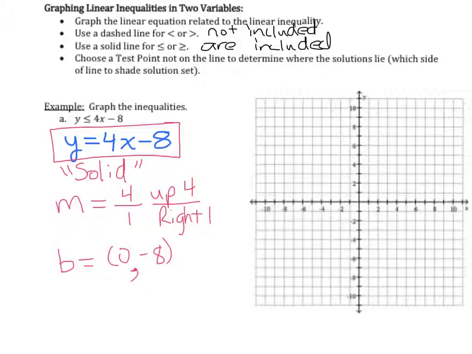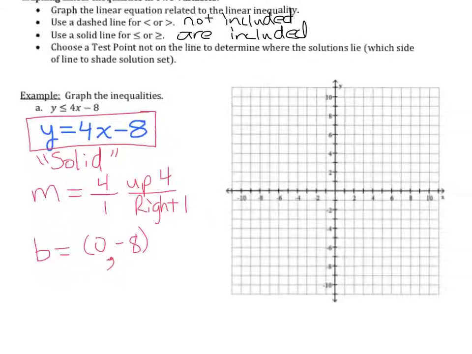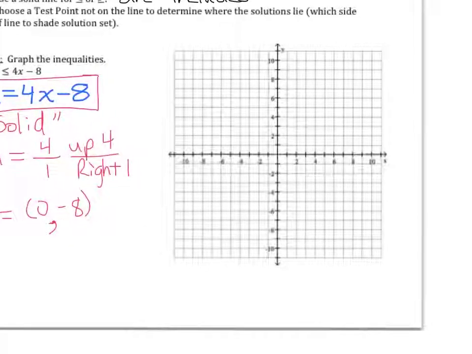And so if I go to my graph over here, my slope and my y-intercept, of course, we're going to want to start at our y-intercept. Negative 8 is on my y-axis here. And from that point, I want to go up 4: 1, 2, 3, 4, and then to the right 1, and I have another point on my line. And of course, I'm going to connect that with a solid line.